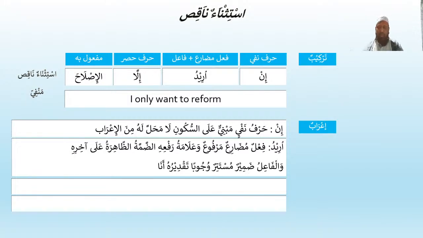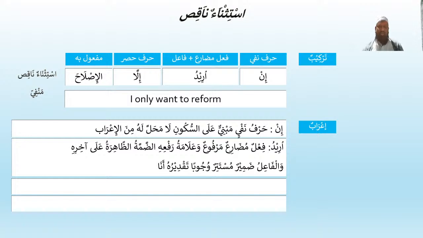أريد فعل مضارع مرفوع وعلامة رفعه الضمة الظاهرة على آخره. Since it is a fi'l mudari we need the fa'il, والفاعل ضمير مستتر وجوبا تقديره أنا. So this أنا, you cannot replace it with اسم ظاهر. There's no choice here. So it has to be ضمير مستتر وجوبا.